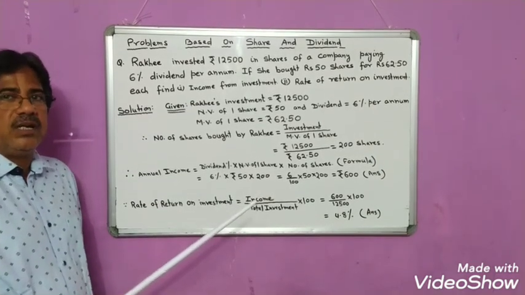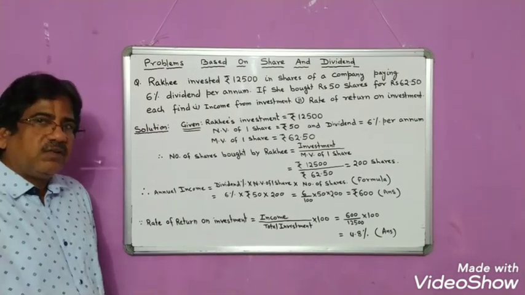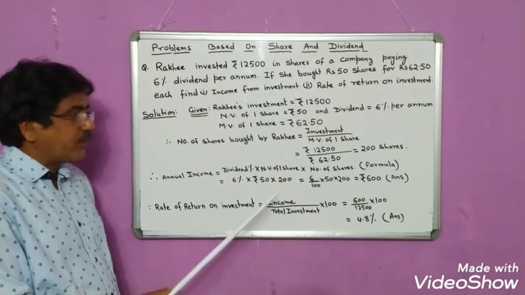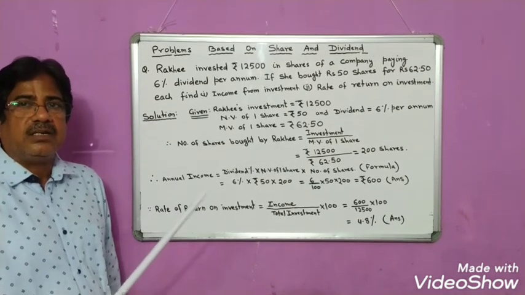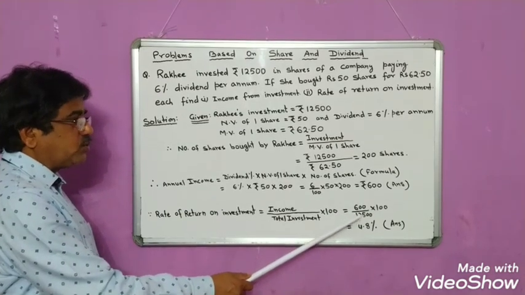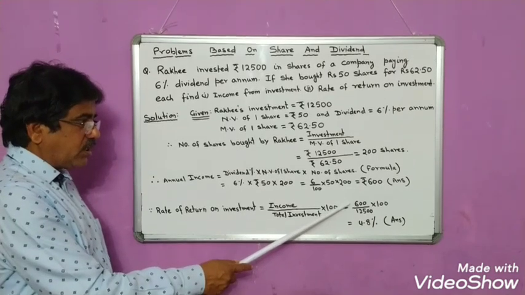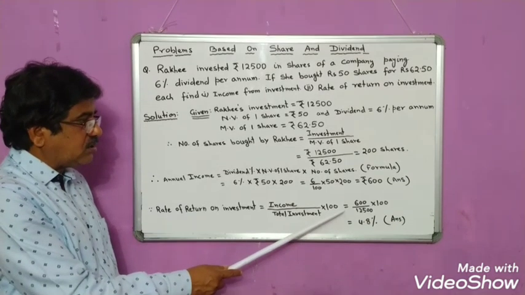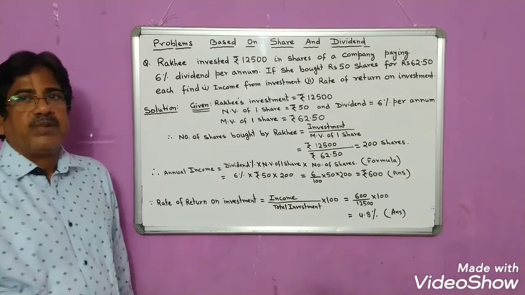Once you get the annual income, you can very easily find out the return on the investment. Again the formula is that rate of return on investment is always equal to income by investment into 100. Since Rakhi has invested her money in the market, this will be equal to 600 by 12,500 into 100. Because 600 is the income of Rakhi and 12,500 is the investment of Rakhi in the market to purchase the shares. When you calculate this, the value becomes 4.8%.